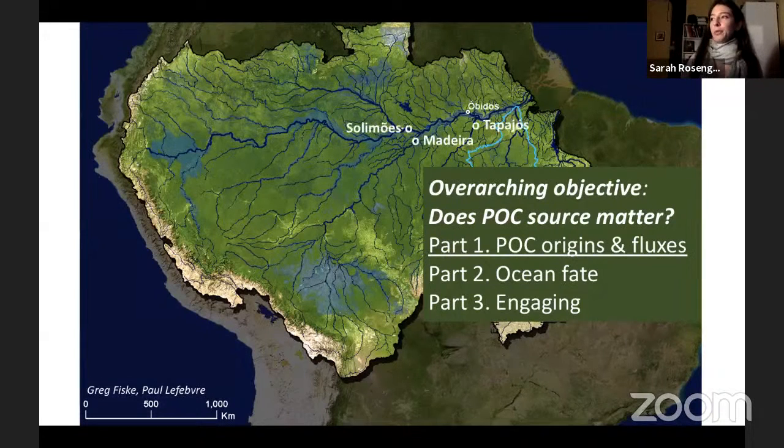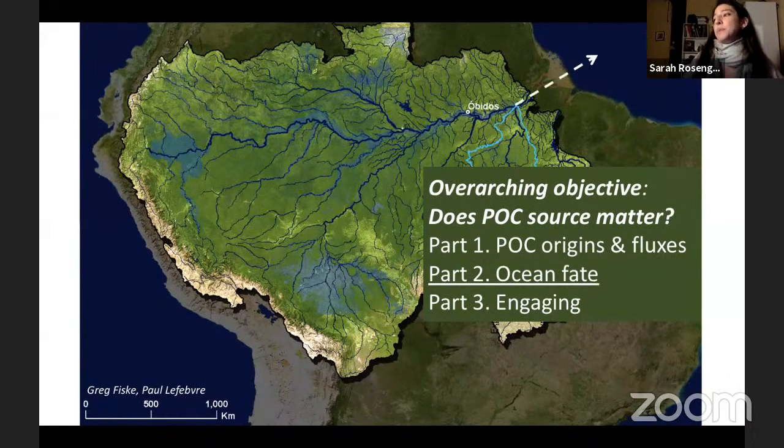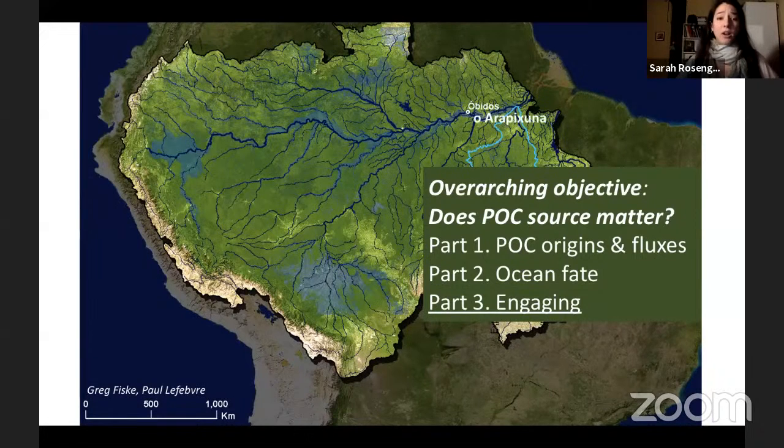Part one will be focusing on the main stem at Obidos mostly, as well as some tributaries, looking at the origins and sources of organic carbon mobilized there. Part two will be connecting that to fate by looking at what gets buried in the coastal sediments. And then part three will be more about engaging with communities and some of the more recent work that I've been doing since this.